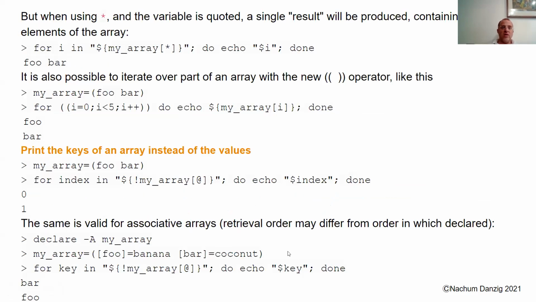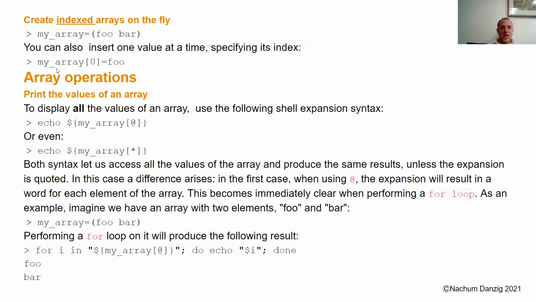But if I do it with this asterisk, it will not work right. It will take this whole thing as a single string. So it'll only loop once. I will be assigned the value, the entire list of elements in the array, which in this case is foo and bar. Here, I got one by one each element. That's the advantage of using the ampersand.